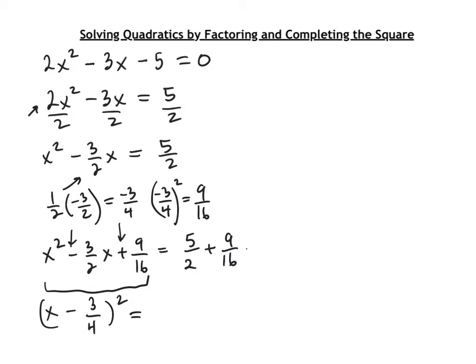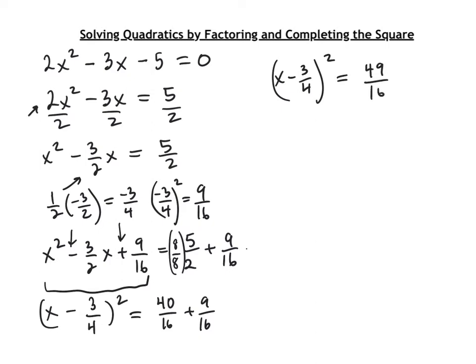Over here, we need a common denominator. Common denominator of 2 and 16 is 16, so I'll multiply 5 halves by 8 over 8. I'm multiplying it by 1. It doesn't change the value. That would be 40 over 16 plus 9 over 16. X minus 3/4 squared equals 49 over 16. We will square root both sides and put our plus or minus in front.